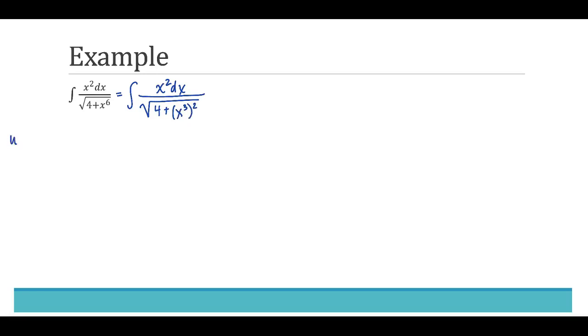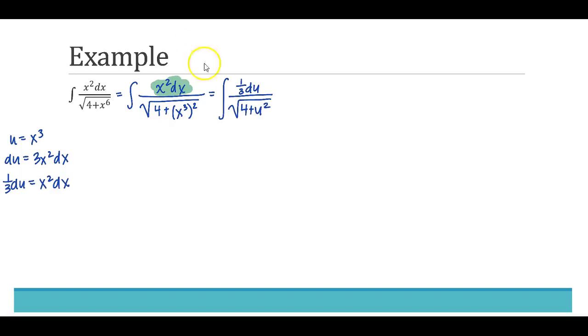So what I can do is let u equal x cubed, and then du is 3x squared dx. I only want an x squared dx, so I'll divide by 3. 1/3 du is x squared dx. And then what we have is the integral of 1/3 du, and then over the square root of 4 plus u squared. Now this is set up for me to go ahead and apply a trigonometric substitution.